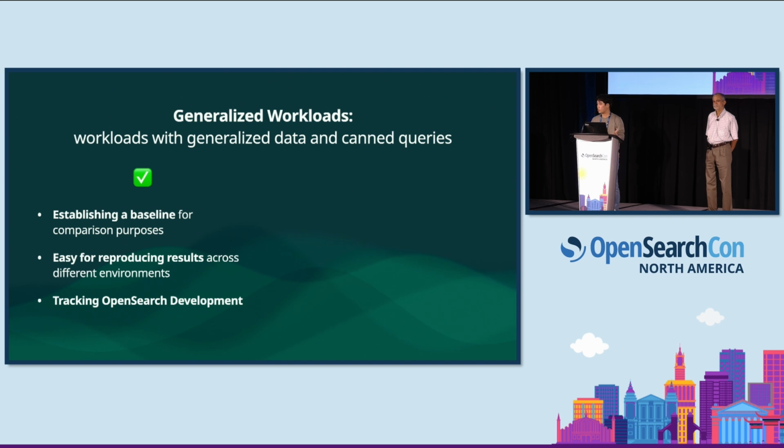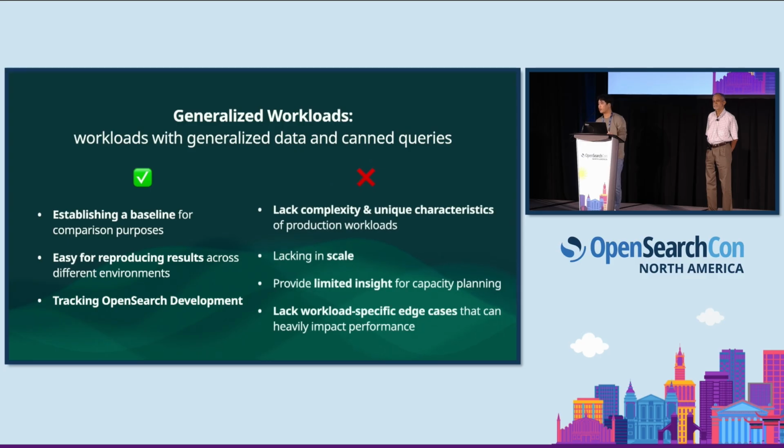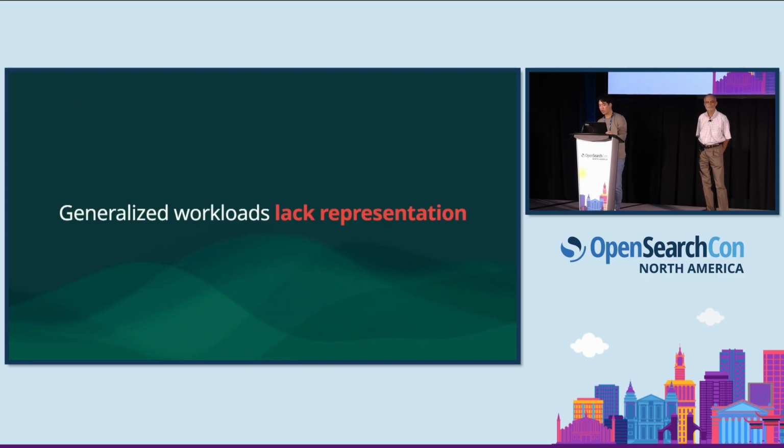But when it comes to answering questions related to your business and if your OpenSearch cluster is meeting your business needs, they're not so great because they lack complexity and the unique characteristics often found in production workloads. They also lack the workload-specific edge cases found in production workloads that cause performance regressions. And they're also quite lacking in scale because a lot of our performance workloads are ranging from 30 to 75 gigabytes when many production environments are much larger than that. I'm sure you know. So to sum it up, generalized workloads have proven their purpose, but they also lack representation. And this creates a huge gap in the benchmarking experience.